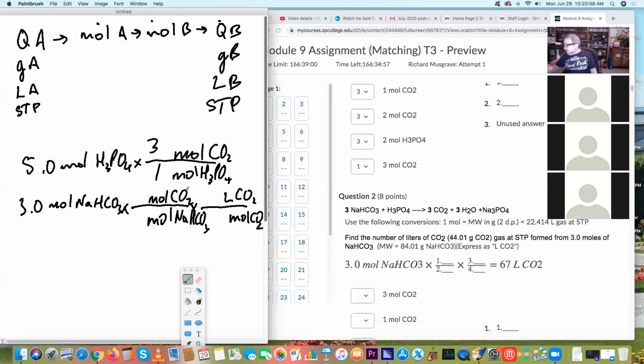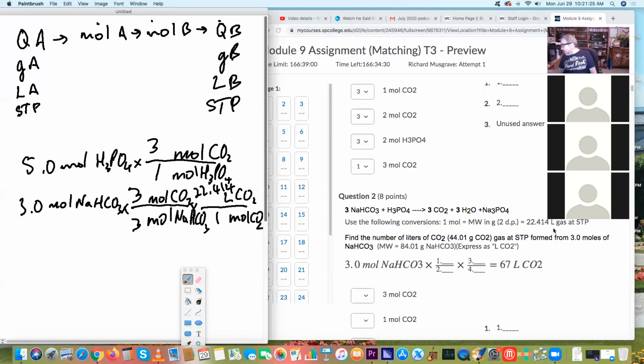Then we can look at the relationship between the moles, and we get that from the reaction here. It looks like it's going to be 3 moles of CO2, 3 moles of NaHCO3. And then the liters would be 22.414 liters of CO2 to 1 mole. And that's the relationship between those. And you can see there's a little conversion thing here that helps you with that.